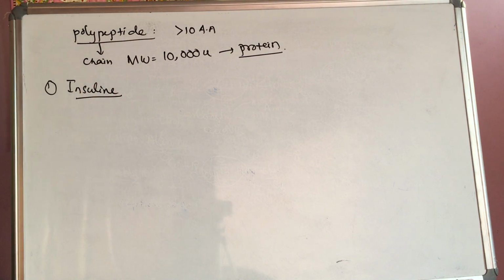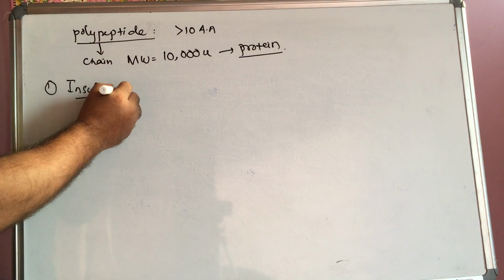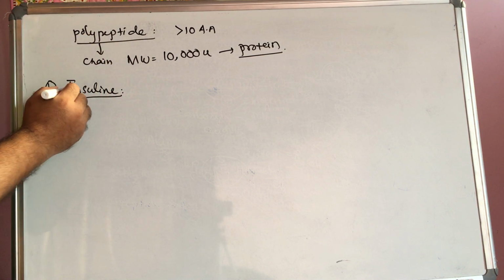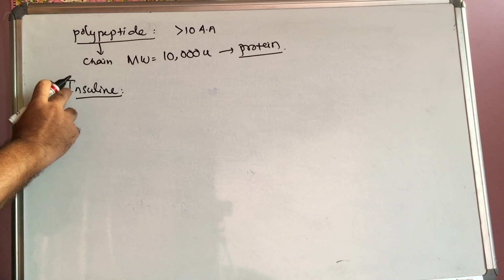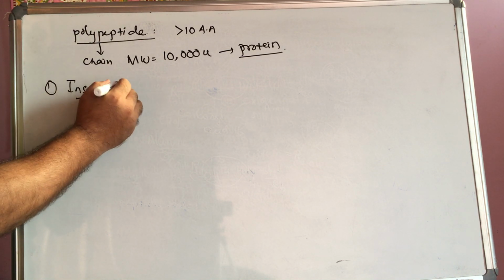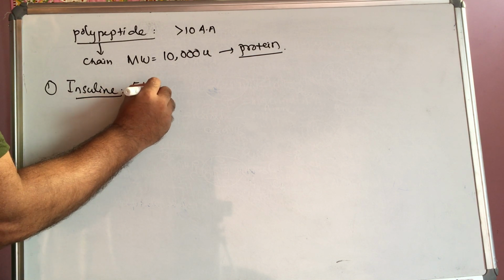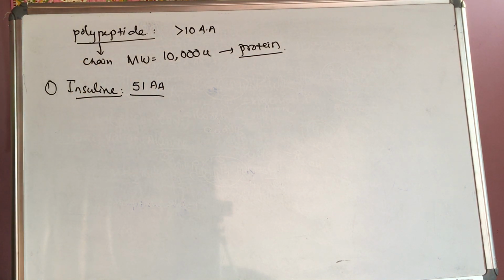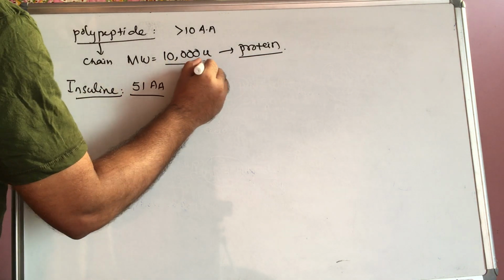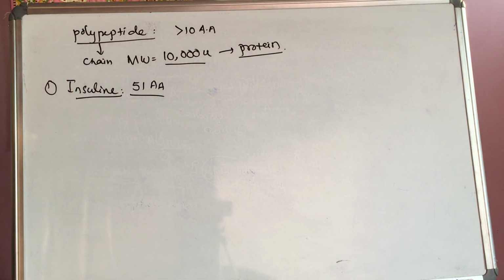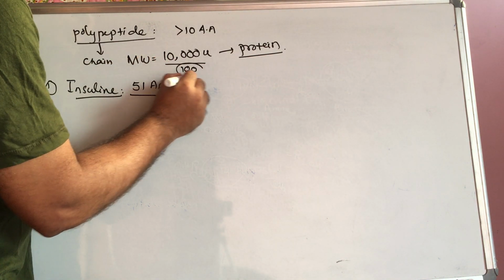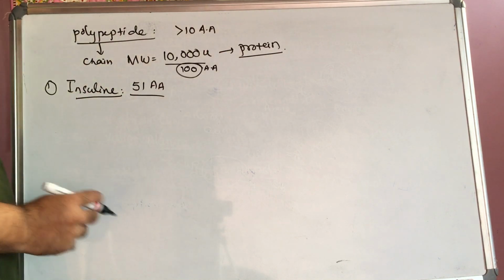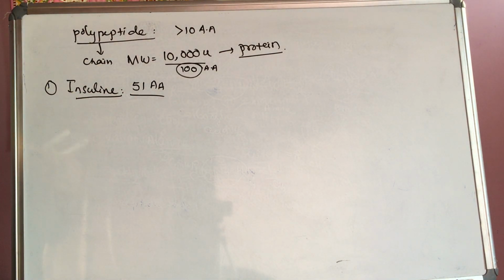Insulin is one of the hormones, because some hormones are also proteins. Insulin metabolizes the glucose in our body. Insulin has only 51 amino acids, and we already discussed that for 51 amino acids the molecular weight will not be up to 10,000. Some books say more than 100 amino acids in a polypeptide chain is called a protein. But here how many are there? 51 amino acids.